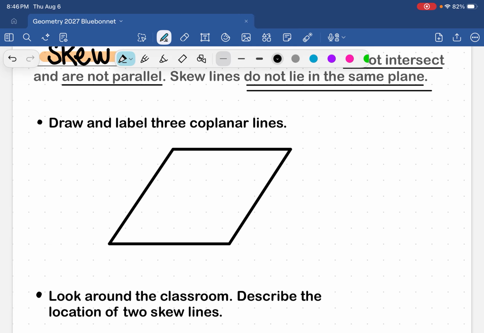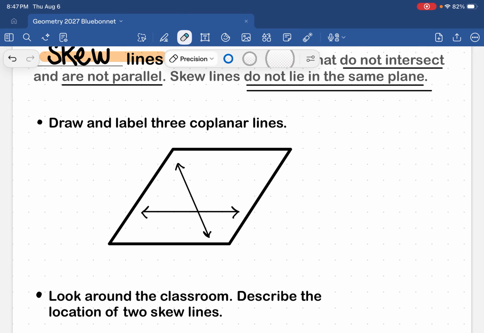All right, you can draw 3 lines any way you'd like. I'm going to go ahead and make mine intersect each other. They do not have to be coplanar, but no. Hold on a second. I don't like the look of that. Let me change it here.